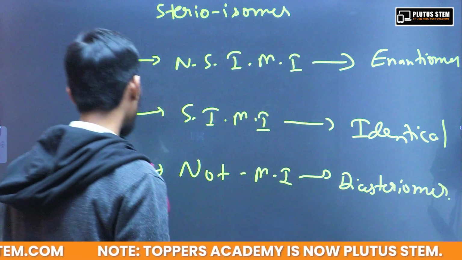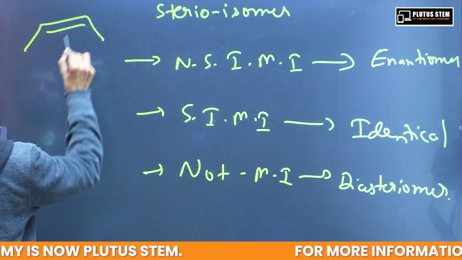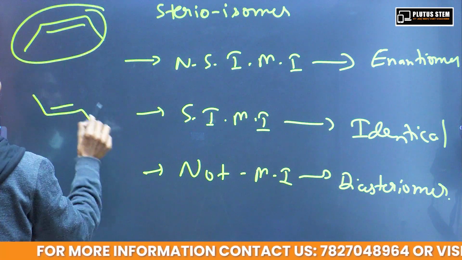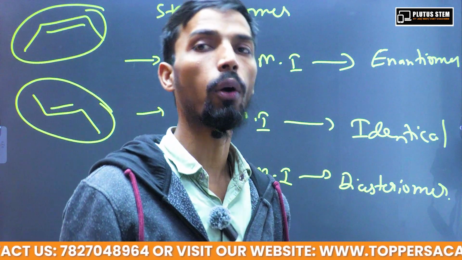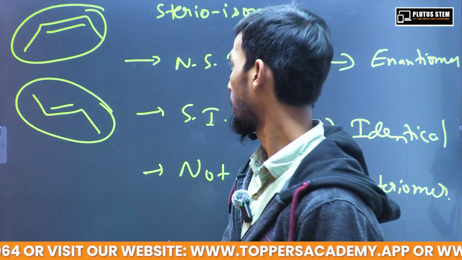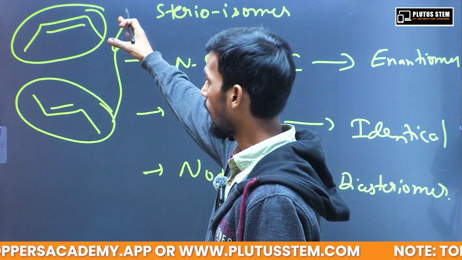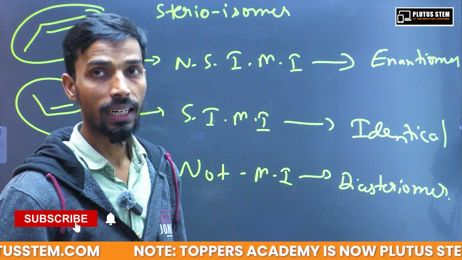So one important point which I want to tell you over here is that cis and trans are also stereoisomers, and they are also not mirror images of each other. Generally we discuss these compounds in geometrical isomerism. So these compounds are also stereoisomers but not mirror images of each other, so they also come in the class of diastereomers.